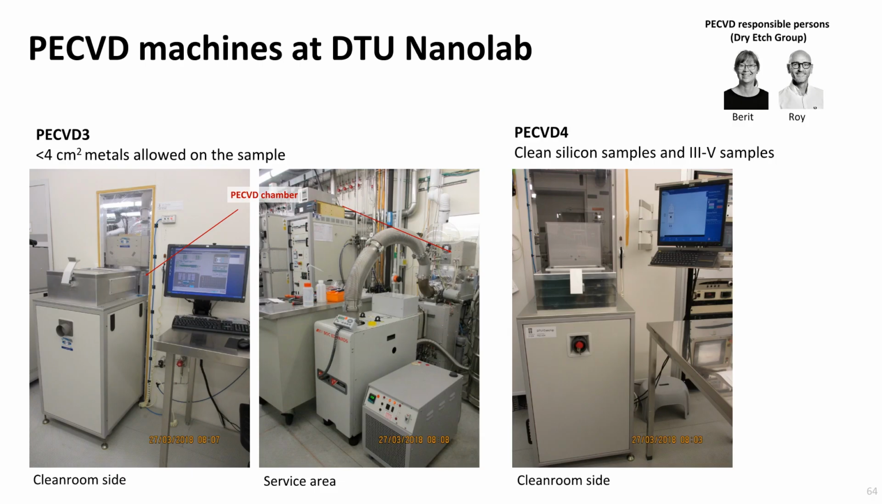PECVD4 is dedicated to clean silicon processing and clean III-V material processing. Silicon and the III-V materials are processed on top of dedicated carriers to avoid cross-contamination between the two material types. The instrument is handled from the cleanroom area where the load lock and the computer are located. The actual process chamber, pump, chiller and other equipment are placed in the service area. If you have any questions regarding PECVD tools, you are welcome to contact us. The responsible persons are Berit on the process side, and Roy on the technical service side.